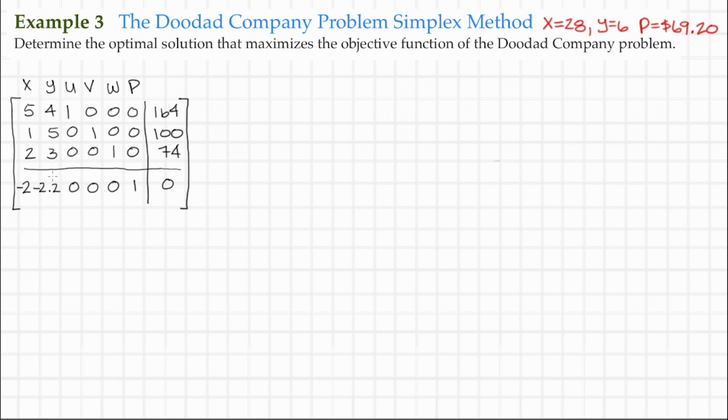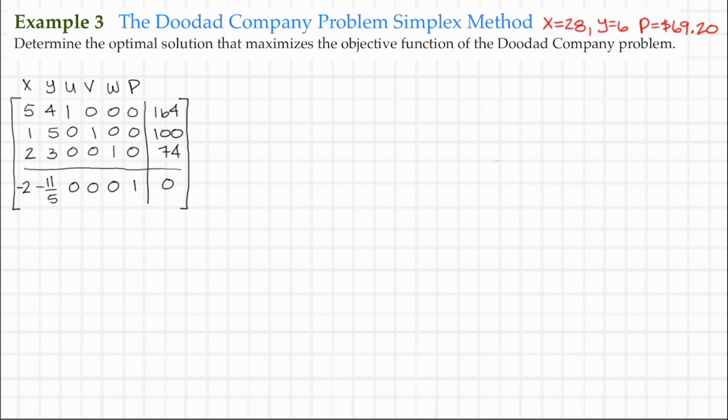Also, we have a decimal here. It's best to work with fractions rather than decimals. Even though we're dealing with money, we could always change it back at the end, but it's much easier and cleaner to use fractions. So I'm going to change this negative 2.2 to negative 11/5.